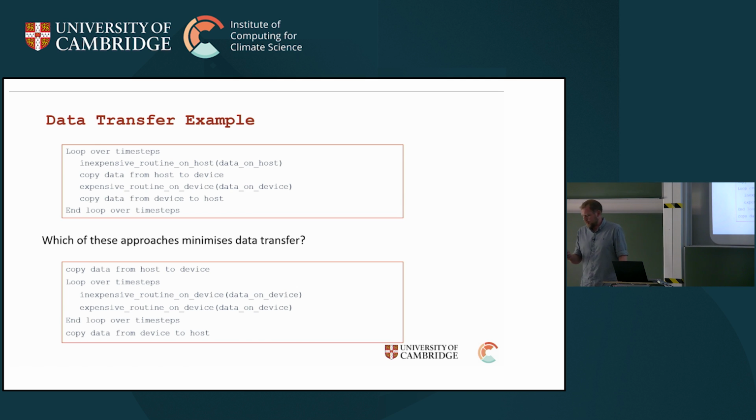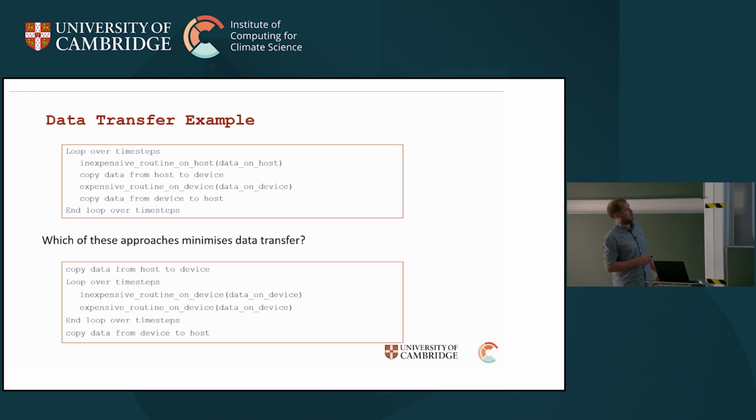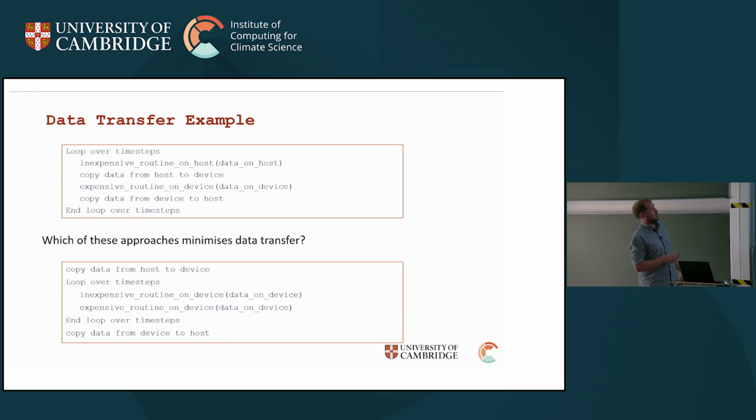So there's two examples of code here, and I'm going to ask you which of these approaches minimizes data transfer. The first one loops over time steps, does an inexpensive routine on the host, copies data from the host to the device, runs an expensive routine on the device, copies data back, and then goes through another loop. The second one copies data to the device, loops over the time steps, does an inexpensive routine on the device and an expensive routine on the device within the loop, and then copies back at the end. Which is the good one?